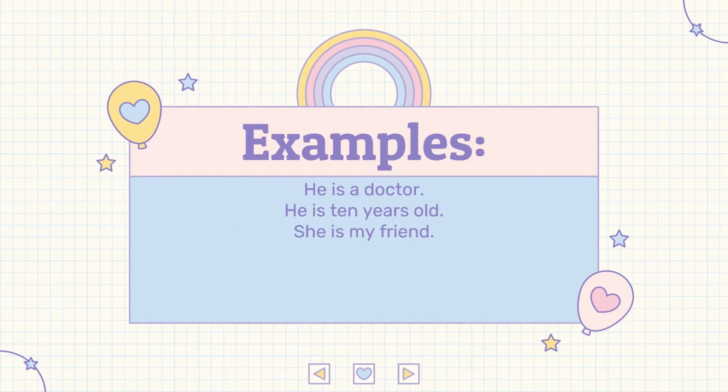Examples. He is a doctor. He is 10 years old. She is my friend. She is from Brazil. It is my cat. It is hungry.